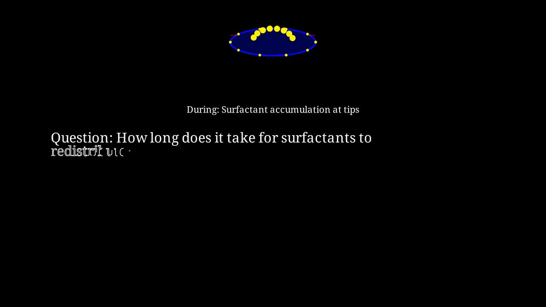Here's a critical question. How long does it take for the surfactants to redistribute and return to a uniform concentration? The time for surfactants to relax back to equilibrium depends on their diffusion coefficient and the droplet size. The surfactant relaxation time is approximately r²/D_s, where r is the droplet radius and D_s is the surface diffusion coefficient of the surfactant. For typical surfactants, the surface diffusion coefficient is around 10⁻¹⁰ square meters per second.